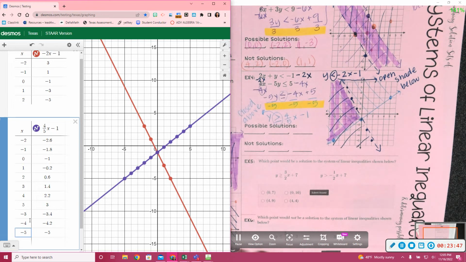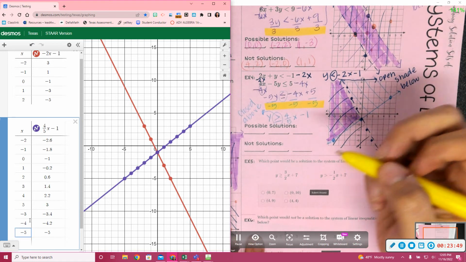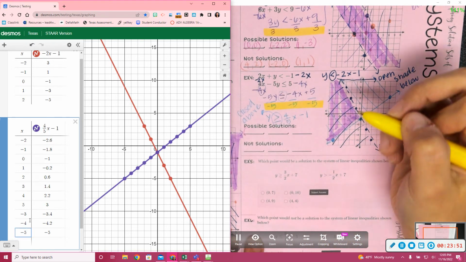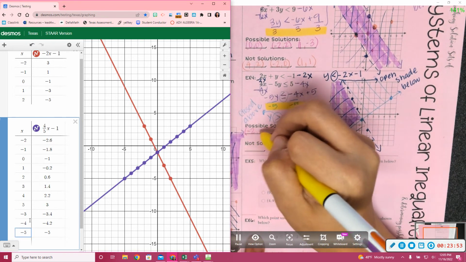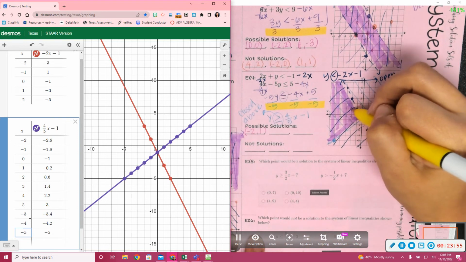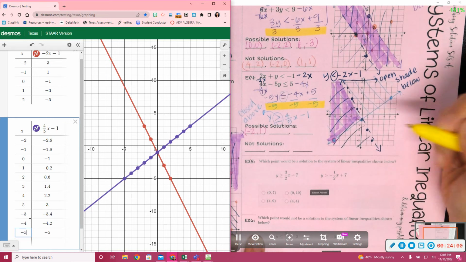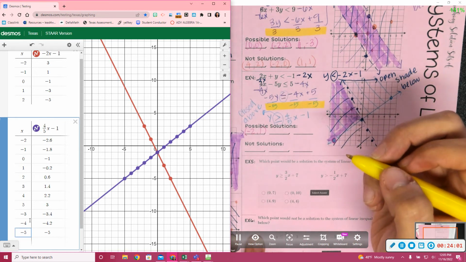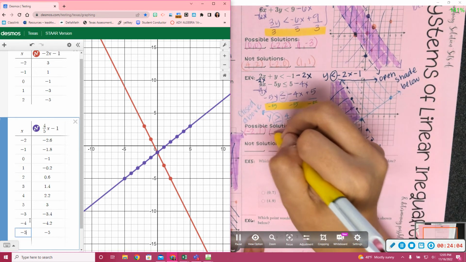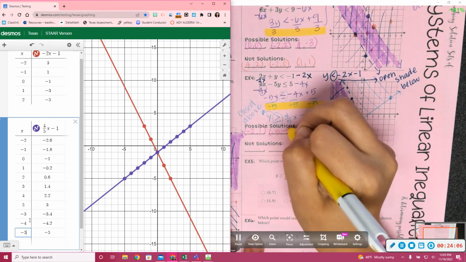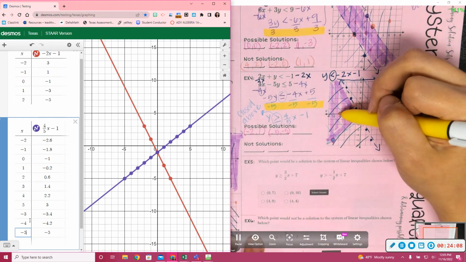So possible solutions. Negative 2, 1 in the double shaded area. We could have negative 5, negative 5. It's on the solid line. And we'll do negative 4, 0.